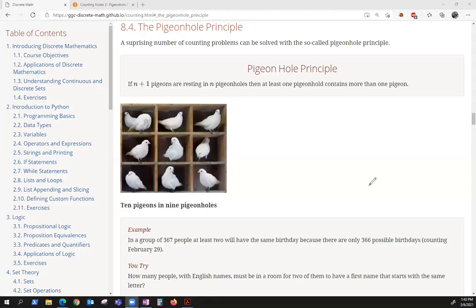All right, welcome to the second counting video. This time we're going to be discussing something called the pigeonhole principle. Now, this is one of my favorite ideas in this type of mathematics because it is deceptively simple.